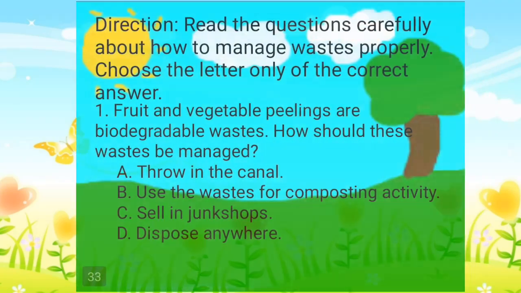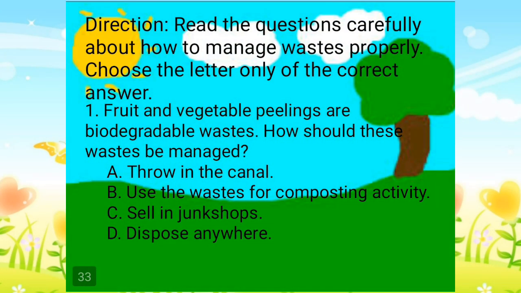For your activity, read the questions carefully about how to manage waste properly. Choose the letter only of the correct answer. Number 1 question. Fruit and vegetable peelings are biodegradable waste. How should this waste be managed? A. Throw in the canal. B. Use the waste for composting activity.